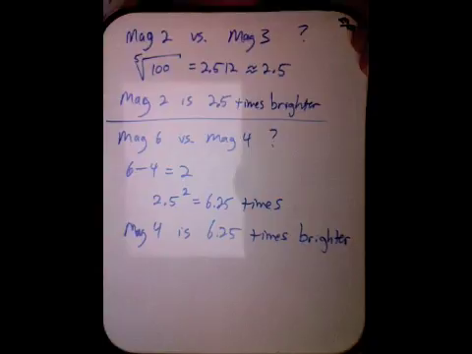Magnitude 6 versus magnitude 4. Of course, the magnitude 4 is brighter. Because the difference in magnitudes is 2, we need to multiply 2.5 times 2.5, which is 2.5 squared, which is roughly 6.25 times. So the magnitude 4 star is 6.25 times brighter. So if you don't have a nice multiple of 5 in magnitude separation, then you have to use this 2.5 to the correct power.